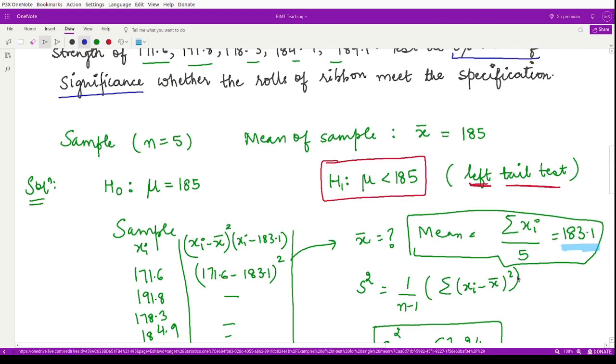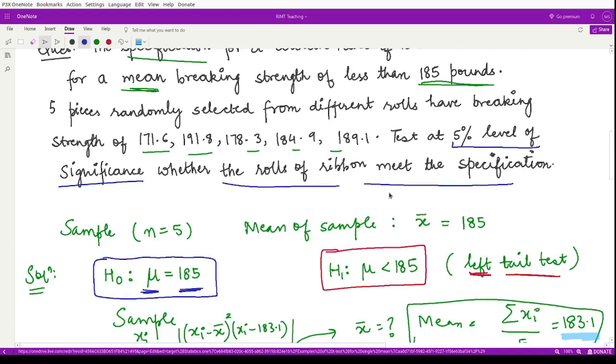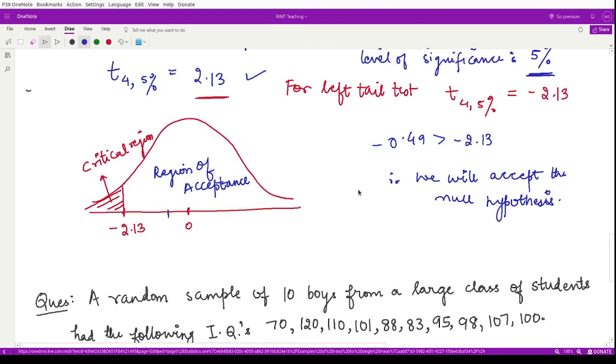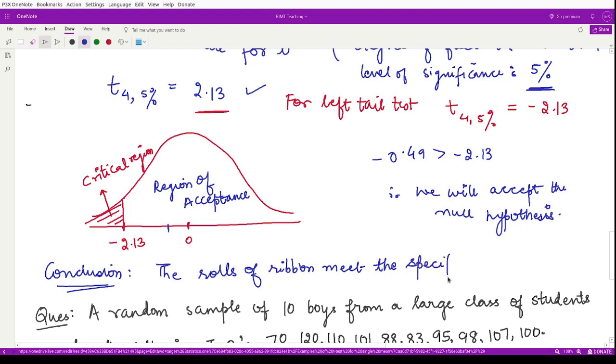And what was your null hypothesis? It states that the mean of the whole sample is equal to 185 only. So we conclude that the rows of ribbon meet the given specification at 5% level of significance. Here let me write down the conclusion. We will say that the rows of ribbon meet the given specification at 5% level of significance.